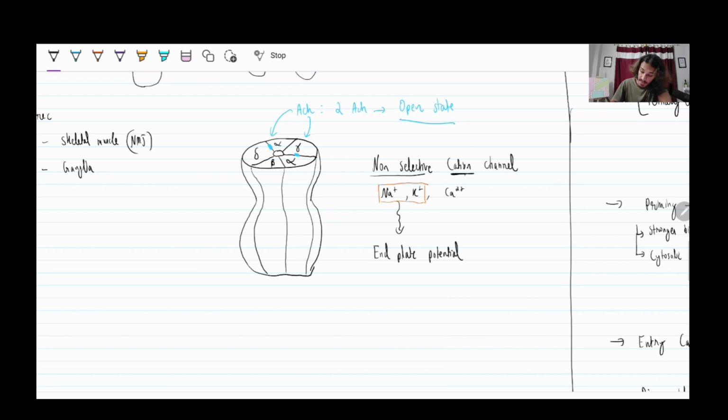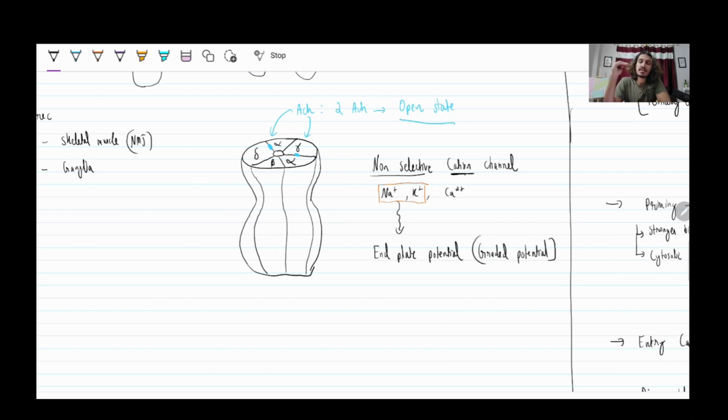Okay, so this is a type of graded potential. So it's localized. It does not go that far, it's not progressive. And it can be summated upon. So the more of this happens, it keeps increasing. Ultimately, when it reaches a threshold, it goes into an action potential. So till that point, this non-selective cation channel opening will result in an end plate potential.